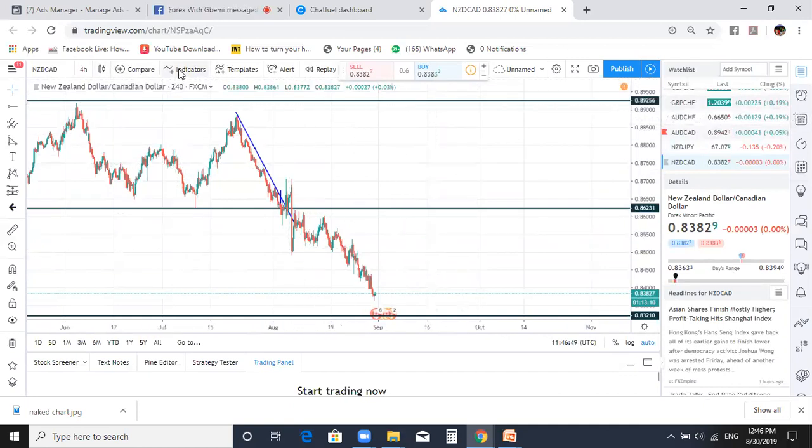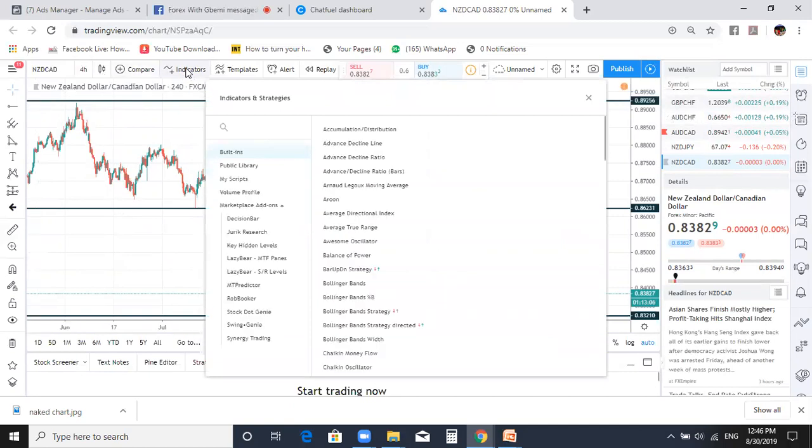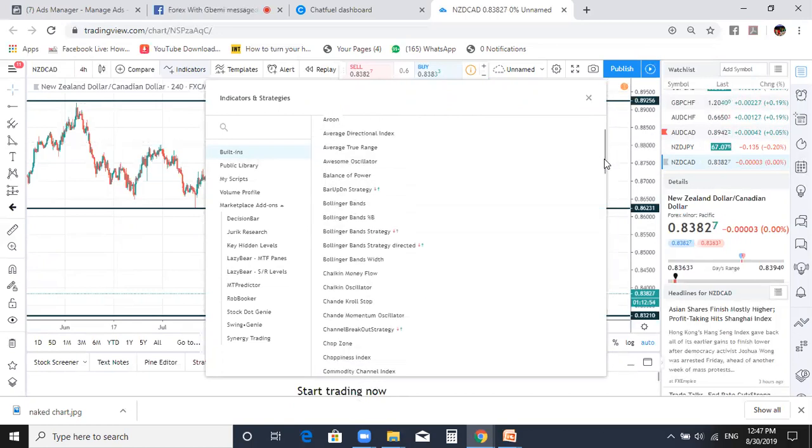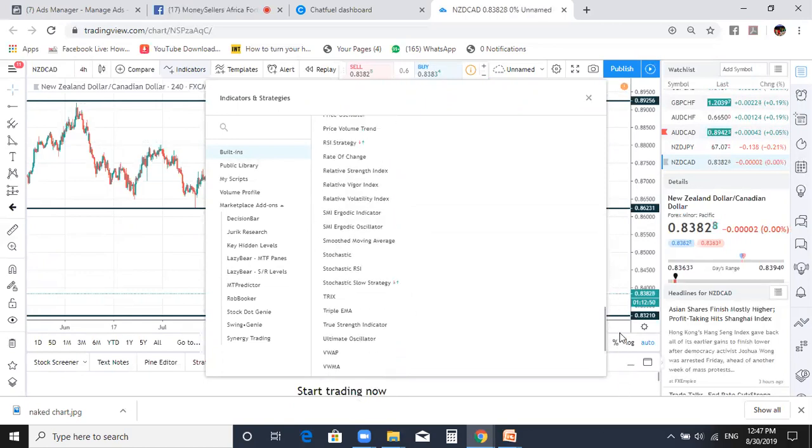Now, what do I mean by indicators? There are different indicators. If you come up here, this is indicators. If you click on it, there are so many indicators that you can see. Look at them. Accumulation, distribution, advance, decline. There are so many I've never even seen before. If you keep going down, you are going to see so many of them. So many, Bollinger Band and all of them. And how many do you want to trade?